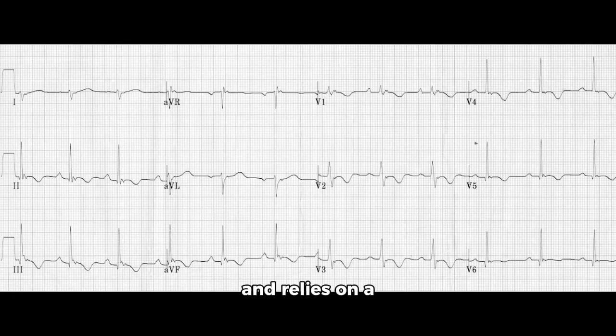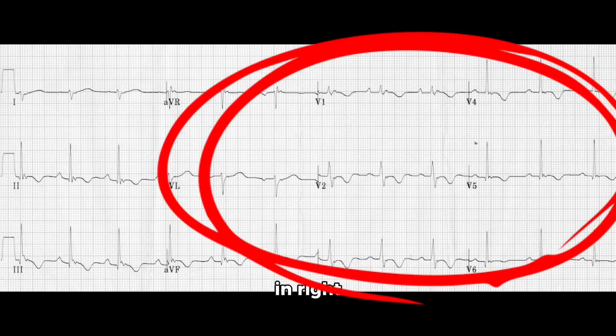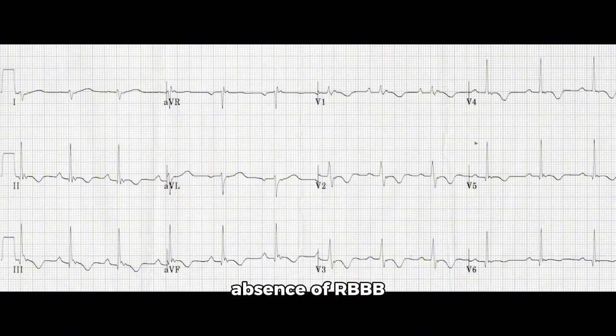Diagnosis is difficult and relies on a combination of clinical, ECG, and radiological features as defined by the 2010 Task Force criteria. ECG features are T-wave inversion in right precordial leads V1 to 3 in the absence of RBBB, and is seen in 85% of patients.